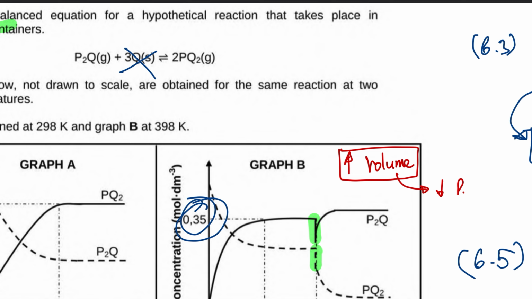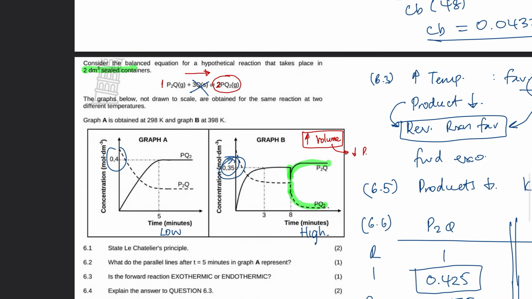If you look at this reaction, this has one molecule and this has two molecules. We ignore the solid. So the system is going to favor the forward reaction. So PQ2 is going to increase, whereas P2Q is going to decrease. And that is what we are observing in this graph. You can see that P2Q is increasing and the other decreases.